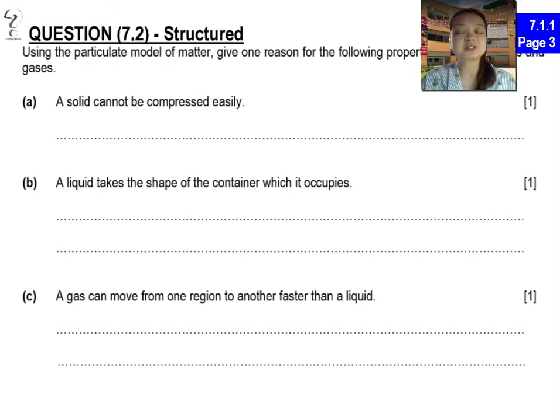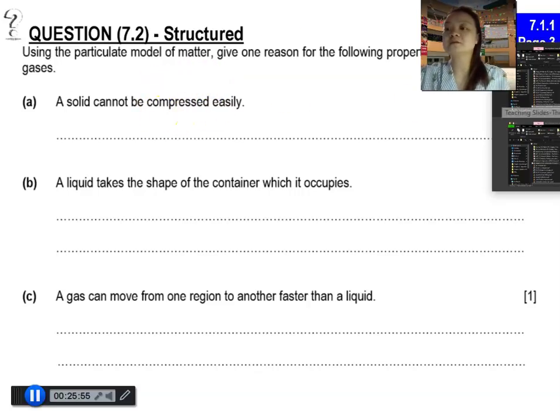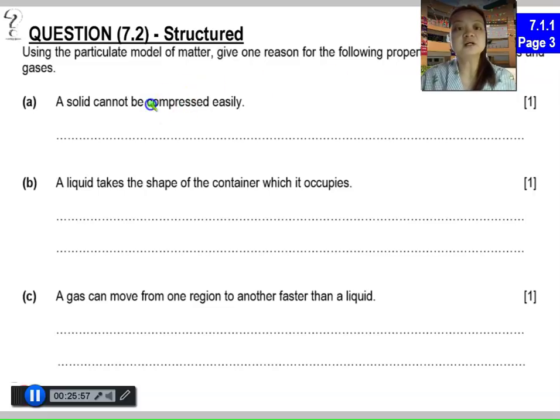Next thing, there's also another question here. These are the kind of questions that you will usually get for your exam. So you might want to pause the video here and try your best to complete this using the table on page 2 of your notes, okay? I may want to do the first one with you. Using the particulate model of matter, that means you must talk about the particles in terms of the arrangement or the movement. Give one reason for the following properties. The property you're talking about here is whether it is able to be compressed.